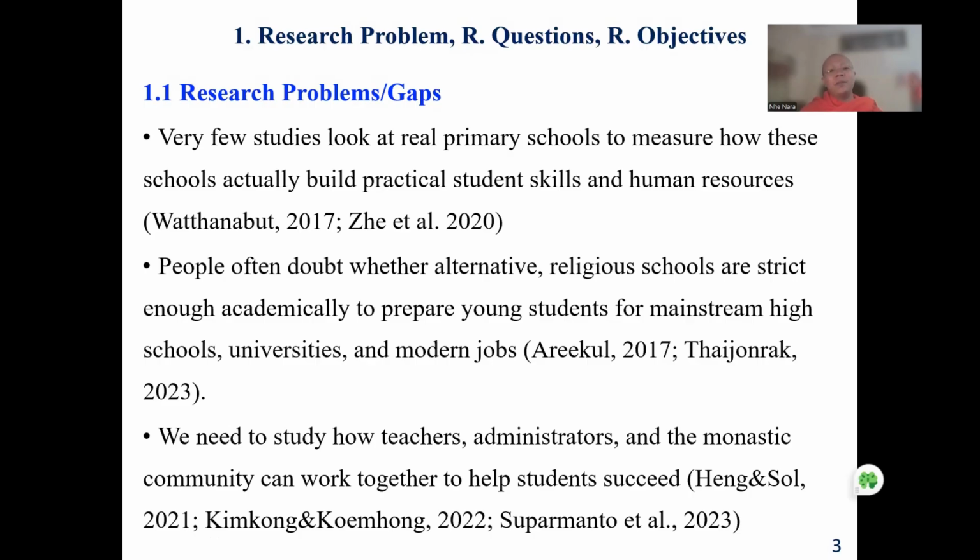Very few studies look at real primary schools, how to measure how schools actually build practical student skills and human resources. A lot of researchers conduct studies on higher education, but fewer conduct research on primary schools. People often doubt whether religious schools are strict enough to prepare students for higher levels, like high school or universities. Also, we need to study how the management team, teachers, and administrators prepare the students for their future. So these are the research problems and gaps that we are going to talk about in the next slide.